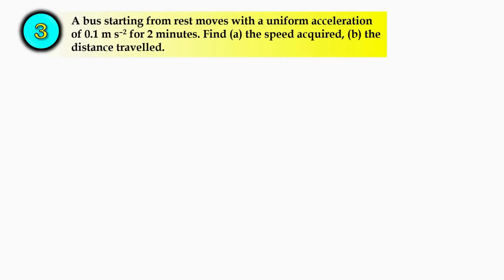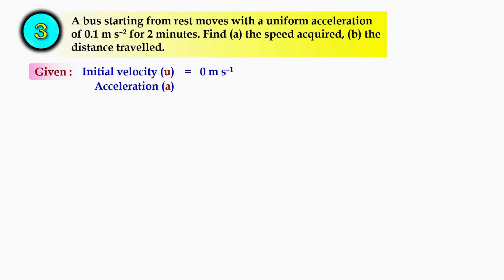Now let us solve the third numerical problem based on equations of motion. A bus starts from rest and moves with a uniform acceleration of 0.1 meter per second squared for 2 minutes. We need to find the speed acquired by the bus and the distance traveled during this time. First, let us write the given values.